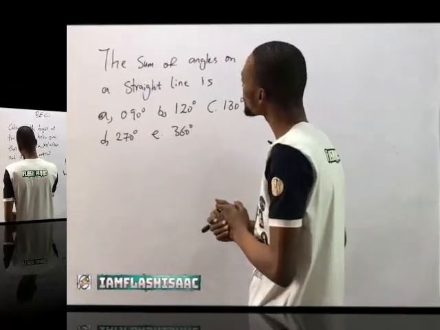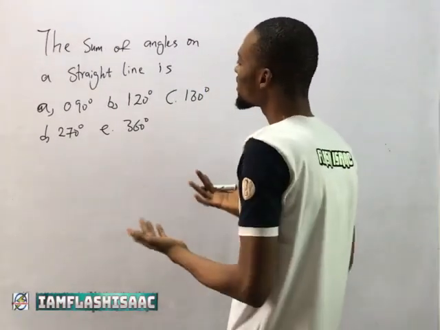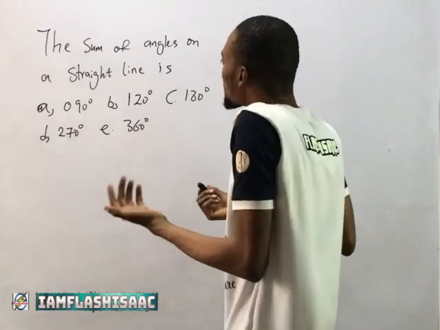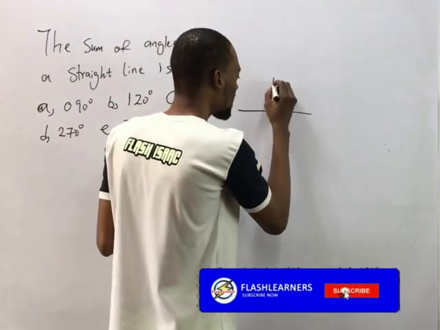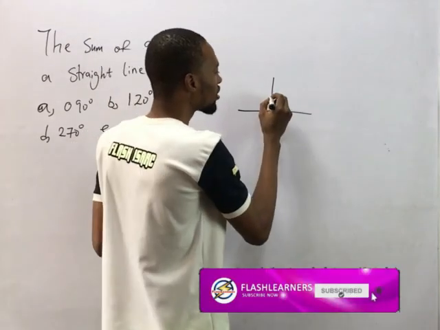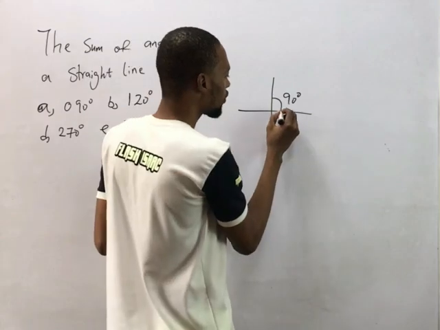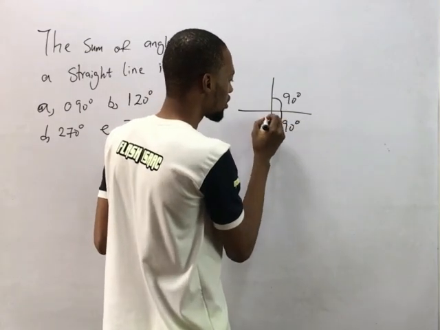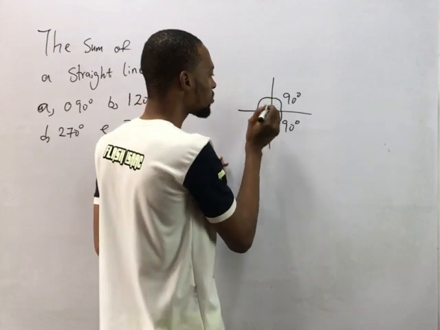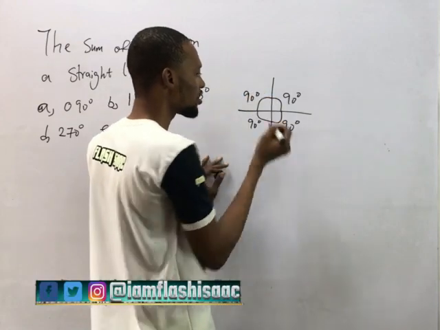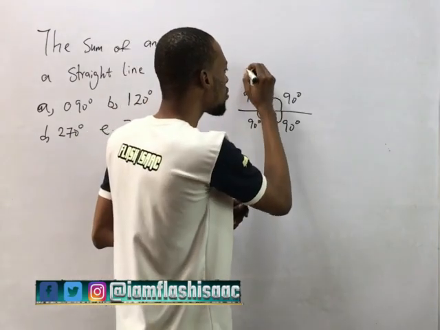So the sum of angles on a straight line is, the answer is simply 180 degrees. You may be wondering how. For example, in bearing or cardinal points, once you have something like this, we know that from here to here is 90 degrees, from here to here is 90 degrees, from here to here is 90 degrees, and from here to here is what? 90 degrees.